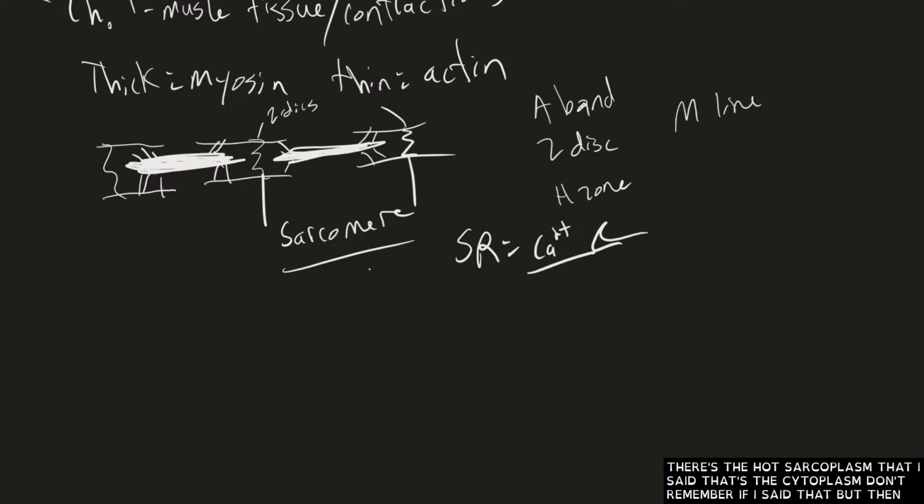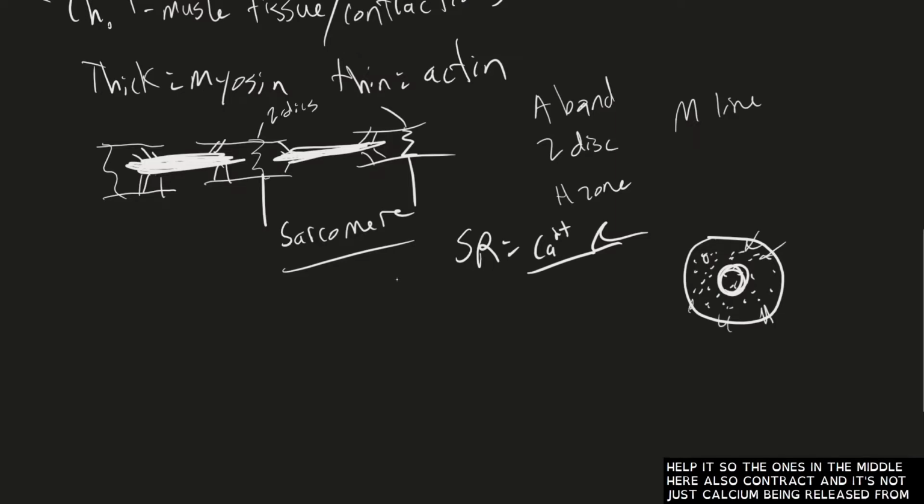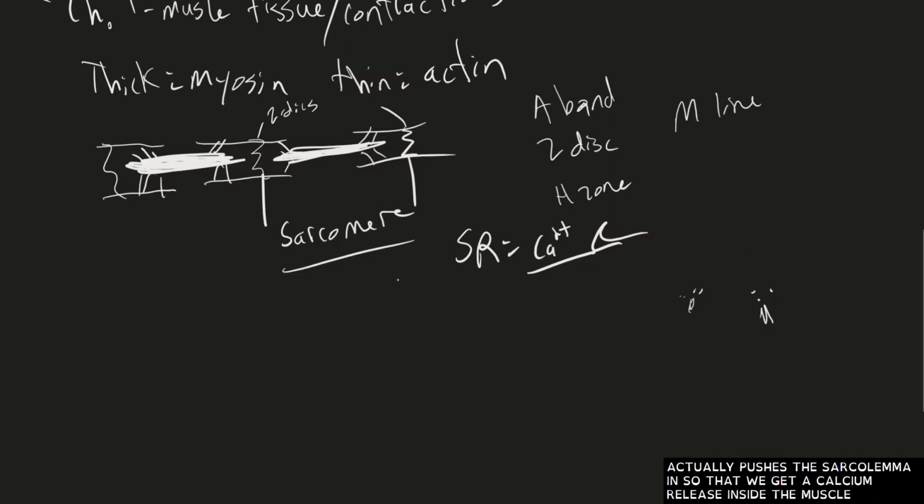Then there are more components of the muscle cell. There are the T tubules, which help get calcium release through the whole fiber. If you're looking at the cross section of a muscle fiber, you have all these myofibrils lined up, and the T tubules help so that the ones in the middle also contract, and it's not just calcium being released from the surrounding sarcoplasmic reticulum. The T tubules actually push the sarcolemma in so that we get a calcium release inside the muscle cell. Oh, that was a bad idea to erase, but it's gone now.